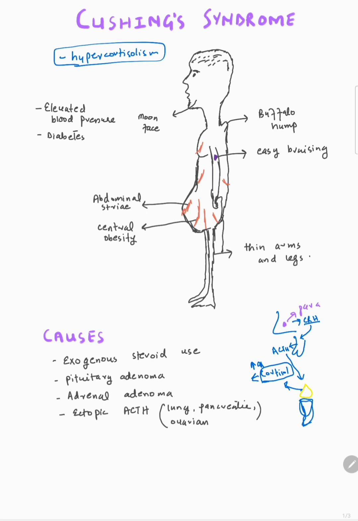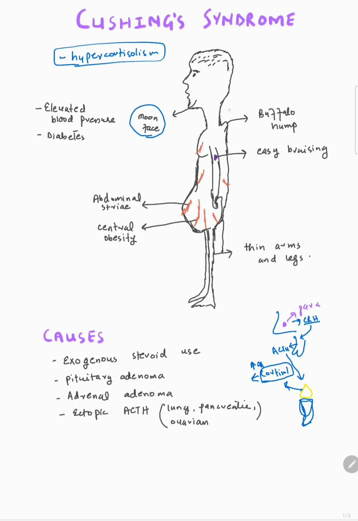So, the general features of Cushing syndrome. Let's go from the top down, starting with the face. What will you see on the face? You will see a moon face. It will be a rounded face. The face can be plethoric. There can be acne. You should look for hirsutism in the face, and oral ulcers may also be there, so just look for those.